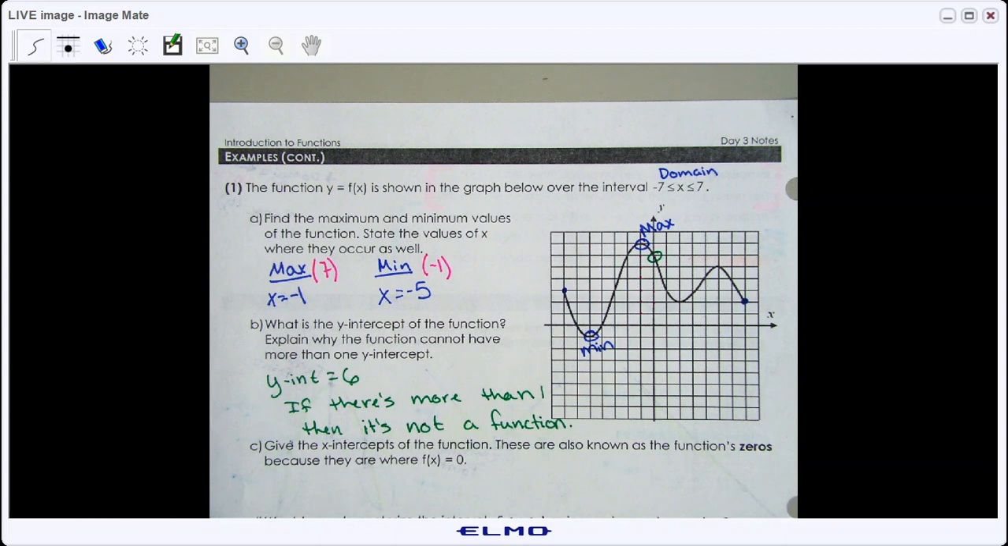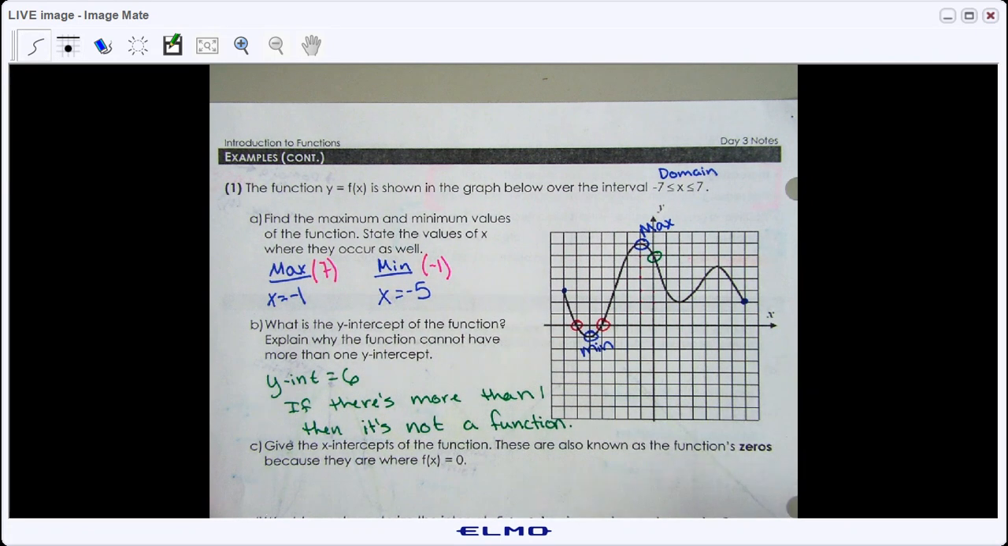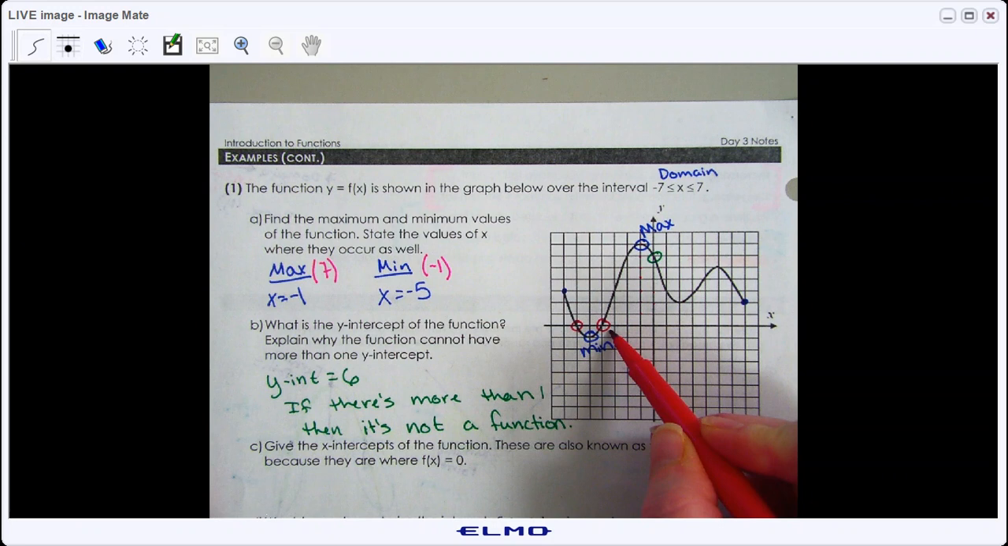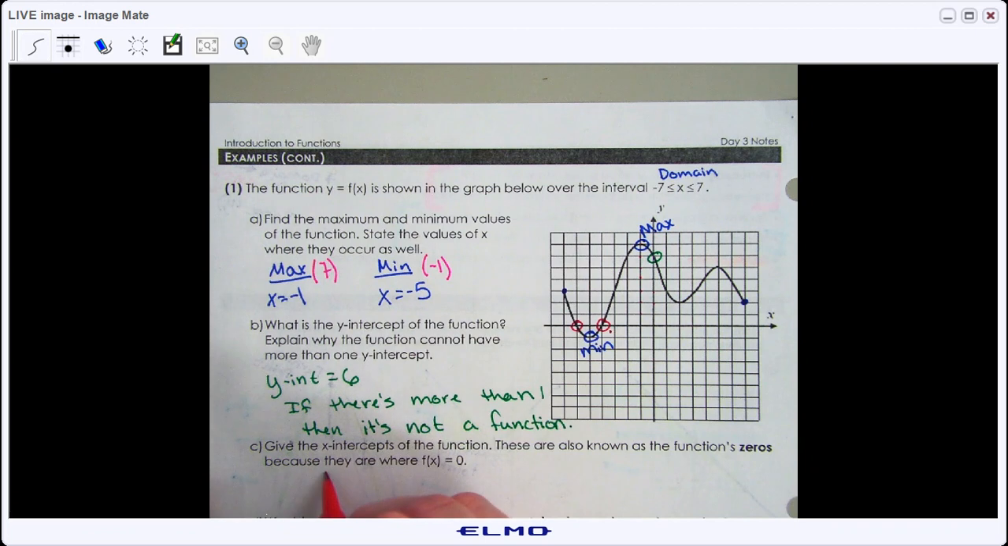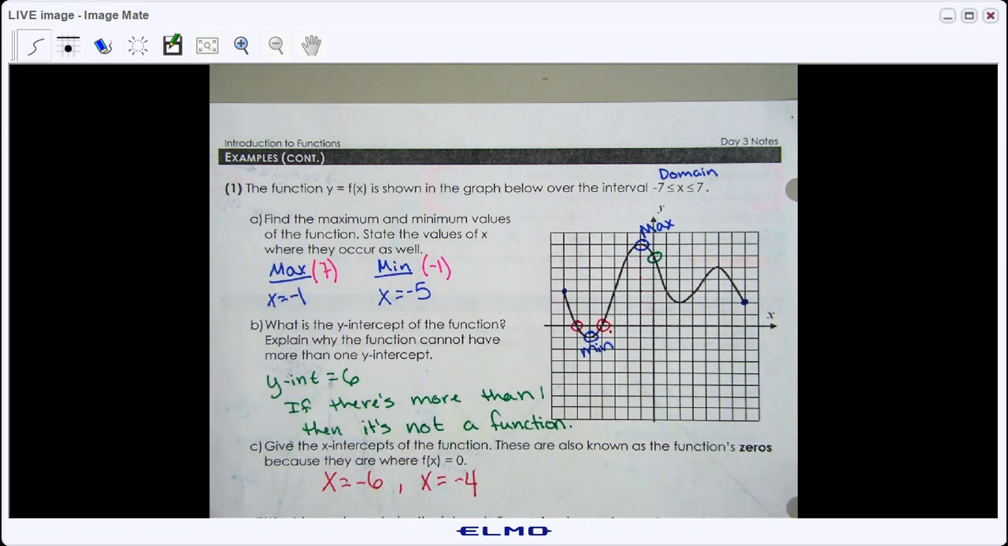Next part. Give the x-intercepts of the function. These are also known as the function's zeros because they are when the function equals 0. Just like your y-intercepts are on the y-axis, your x-intercepts are on the x-axis. So we have 2 of them. There are 2 times when this graph is on the x-axis: when x is -6 and when x is 4. So we have 2 x-intercepts, -6 and 4.